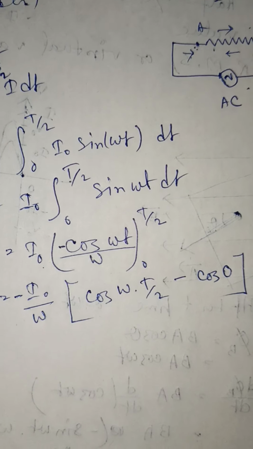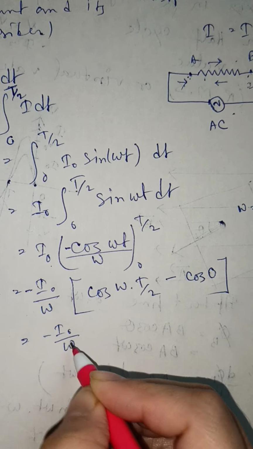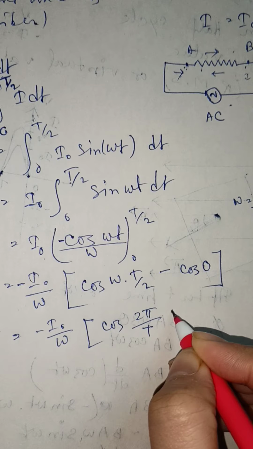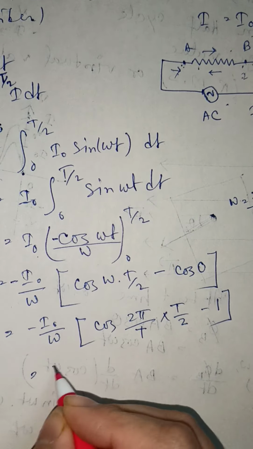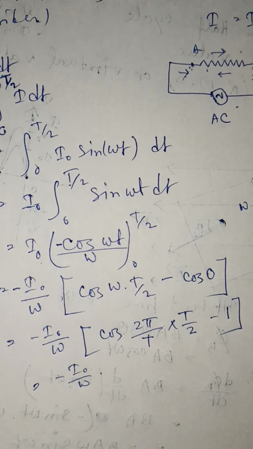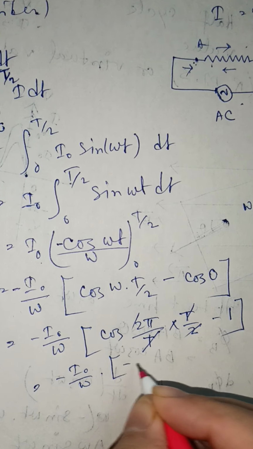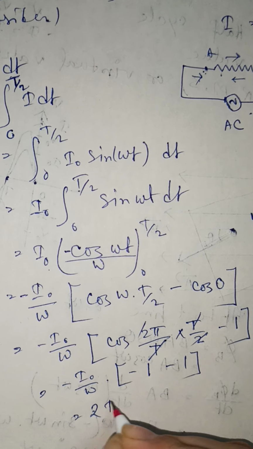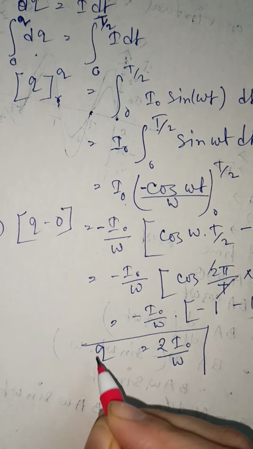Now if we put this value, then minus I naught by omega into cos 2 pi by T into T by 2 minus 1, because cos 0 equals 1. Equals minus I naught by omega into, just look here, T cancels, 2 cancels, cos pi means again minus 1, so minus minus plus, 2 I naught by omega. So q equals 2 I naught by omega.